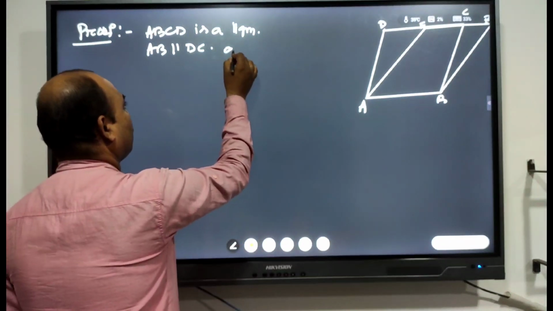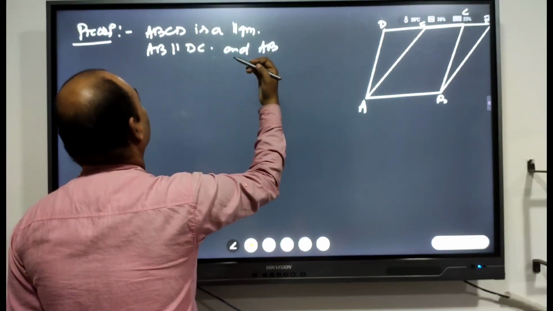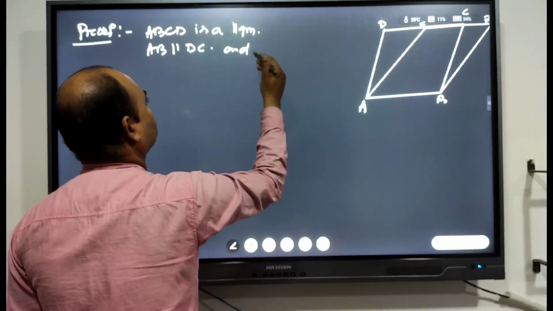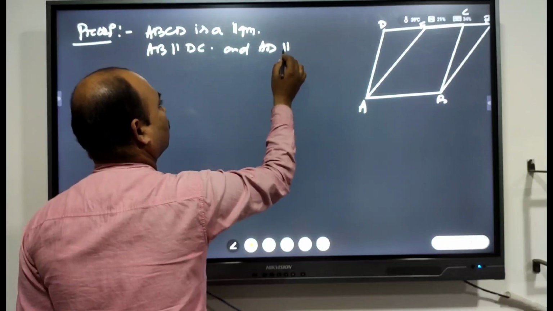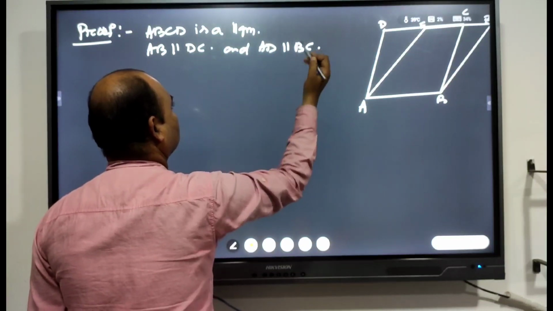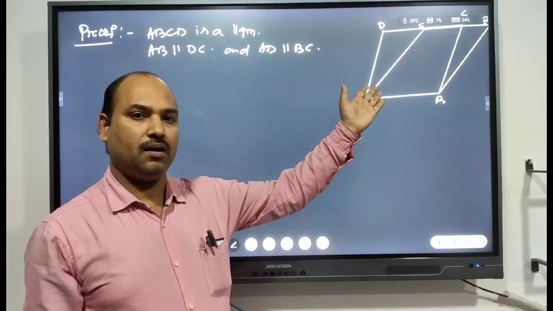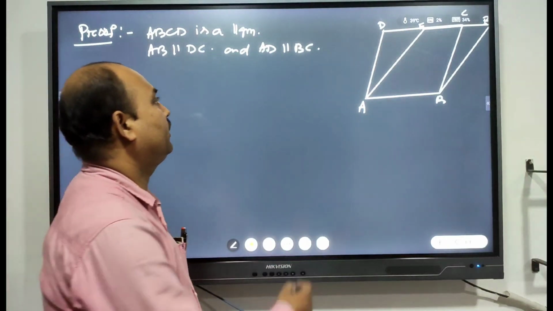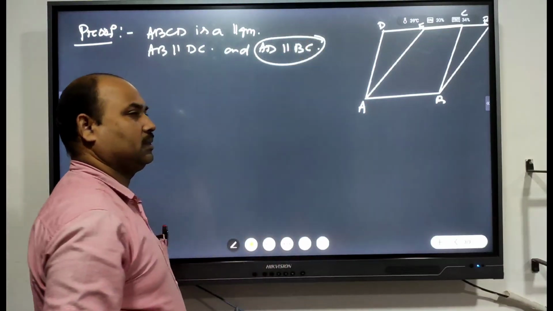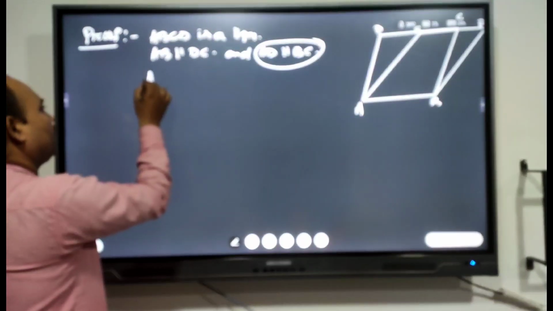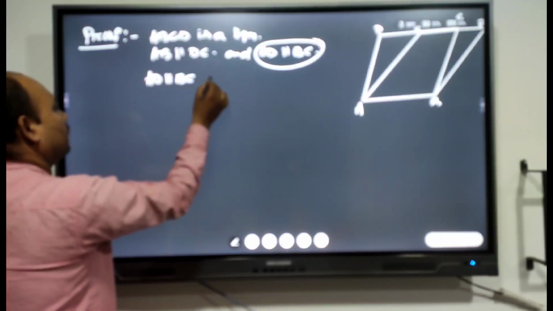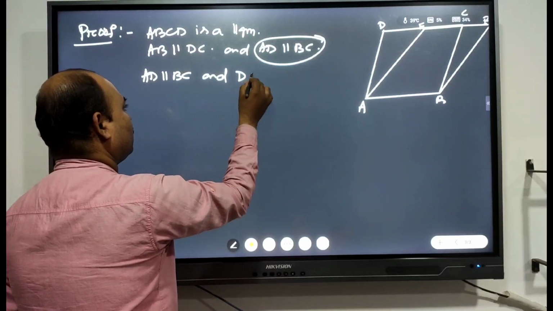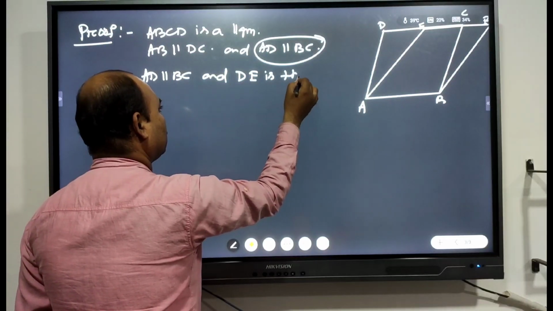Next, AB is parallel to DC, because opposite sides are parallel. So AB is parallel to DC and AD is parallel to BC. We need here AD parallel to BC, and DE is the transversal.